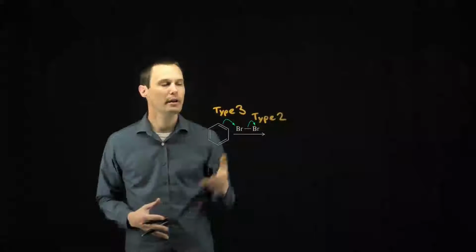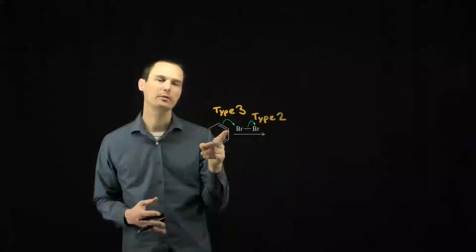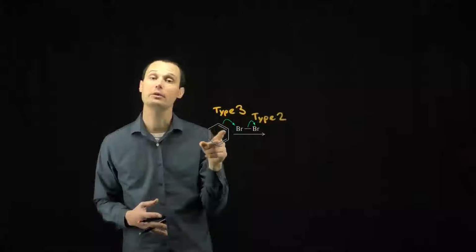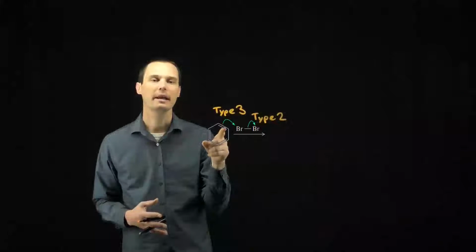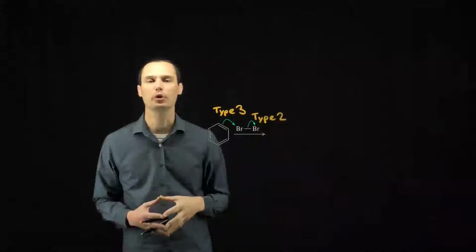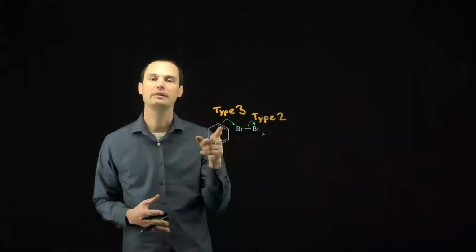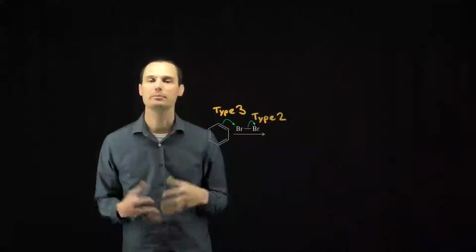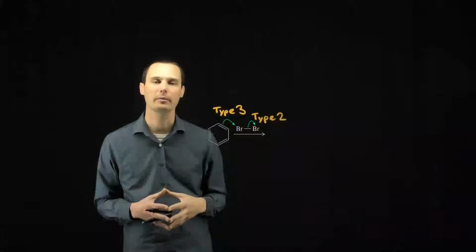In terms of predicting the product, let's talk about what these arrows represent. This first arrow says that we're taking the 2 electrons that used to be shared between these 2 carbons, and now I'm forming a bond between carbon and bromine. To do that, I'm going to need to take electron density away from the other carbon, so I'm going to leave behind a carbocation on that other carbon.